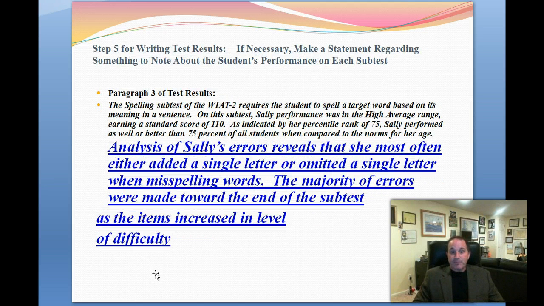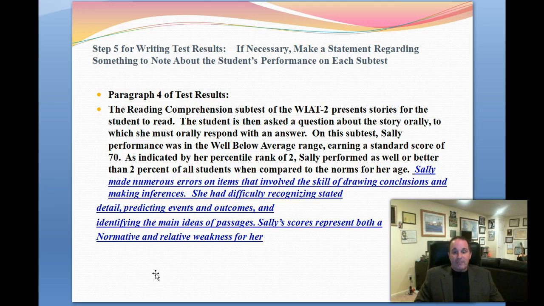Suppose on the next subtest, the spelling subtest, we had an analysis of Sally's errors. We would then put in the end, analysis of Sally's errors revealed that she most often either added a single letter or omitted a single letter when misspelling words. The majority of errors were made toward the end of the subtest as the items increased in level of difficulty. So again, this is just something that you might see each time you do a particular subtest with this child. And then finally, the reading comprehension, same thing, but this student fell into the 2nd percentile.